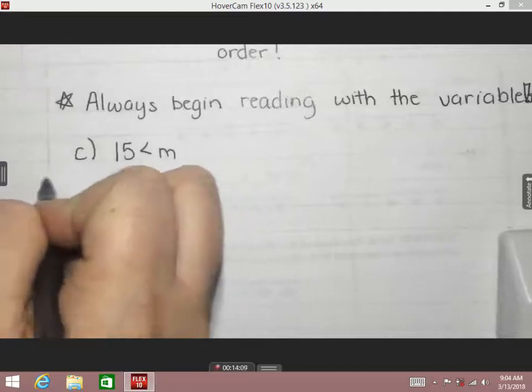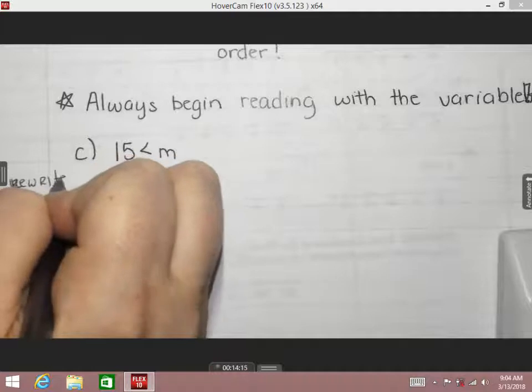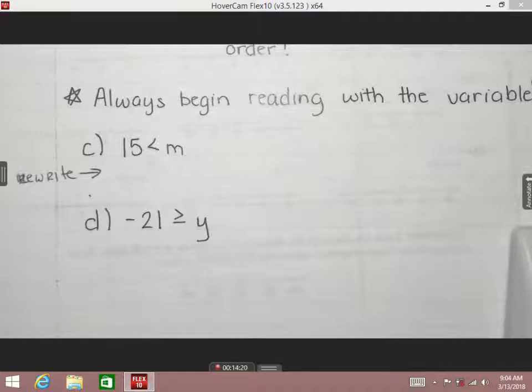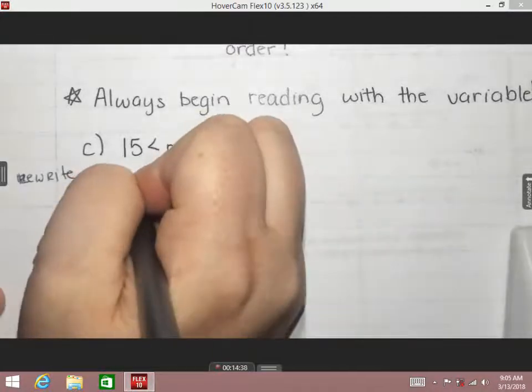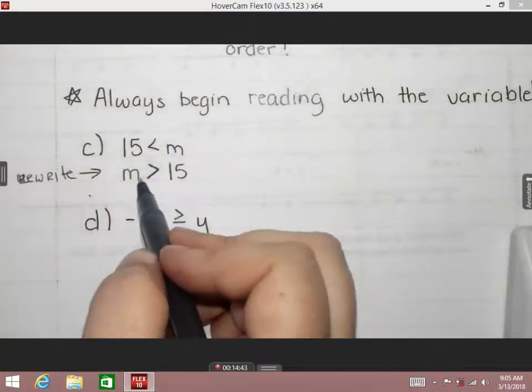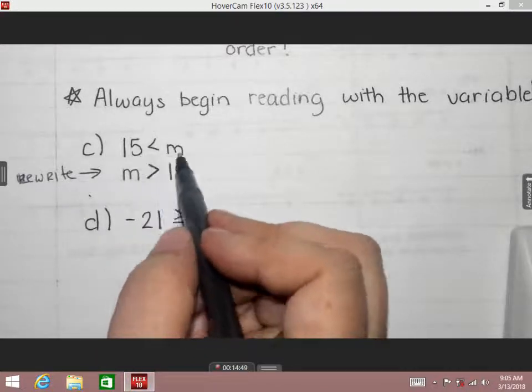So what you're going to do is we are just going to rewrite it. All right? So when I rewrite it, any ideas on how I want to write that out? Faith? M is greater than 15. Do y'all notice how she didn't just move the letter? She also flipped that symbol around. Do y'all see how she flipped my symbol around?